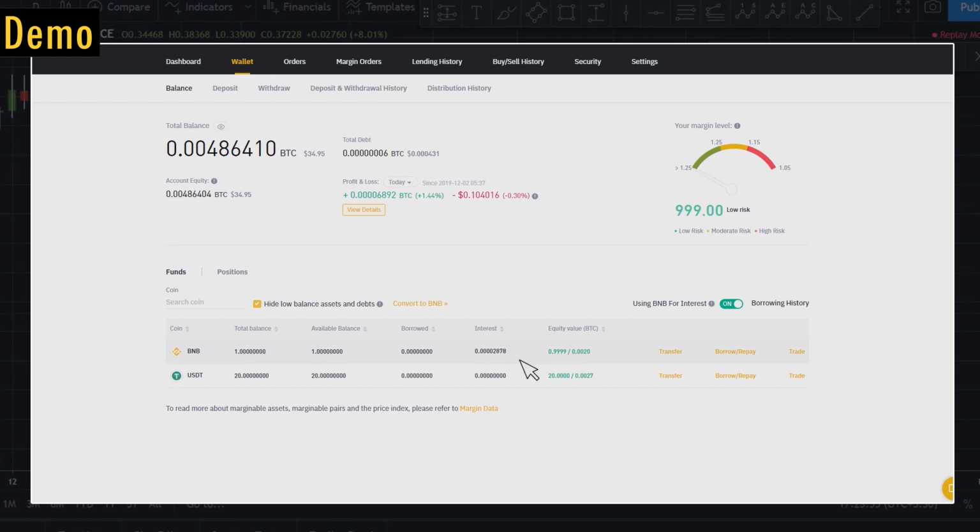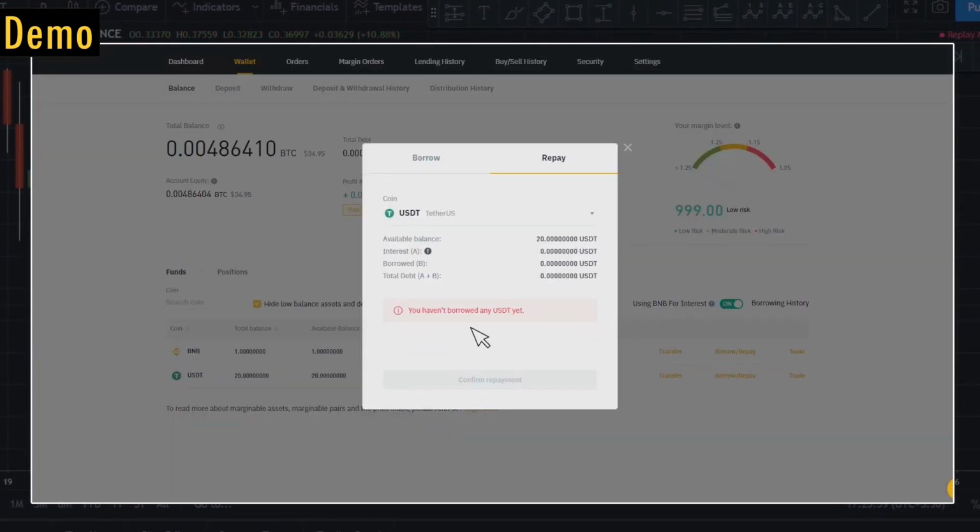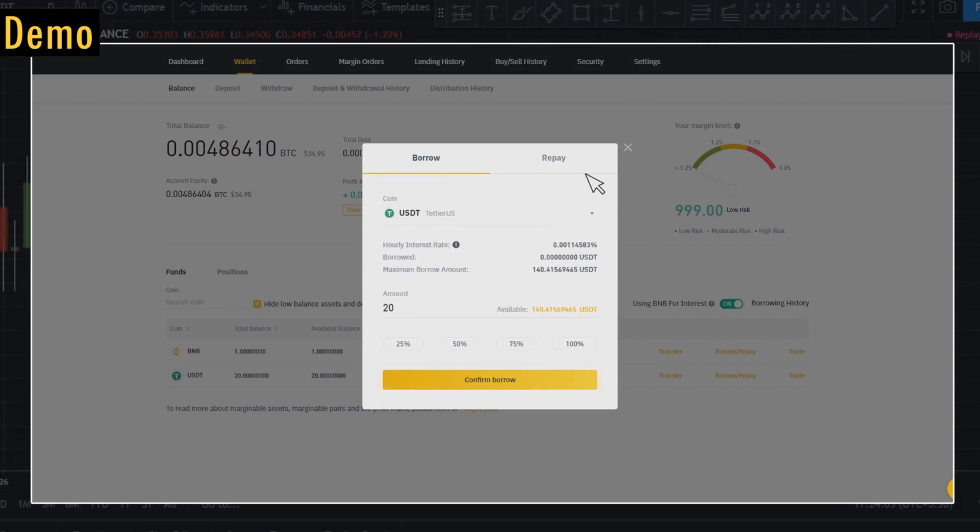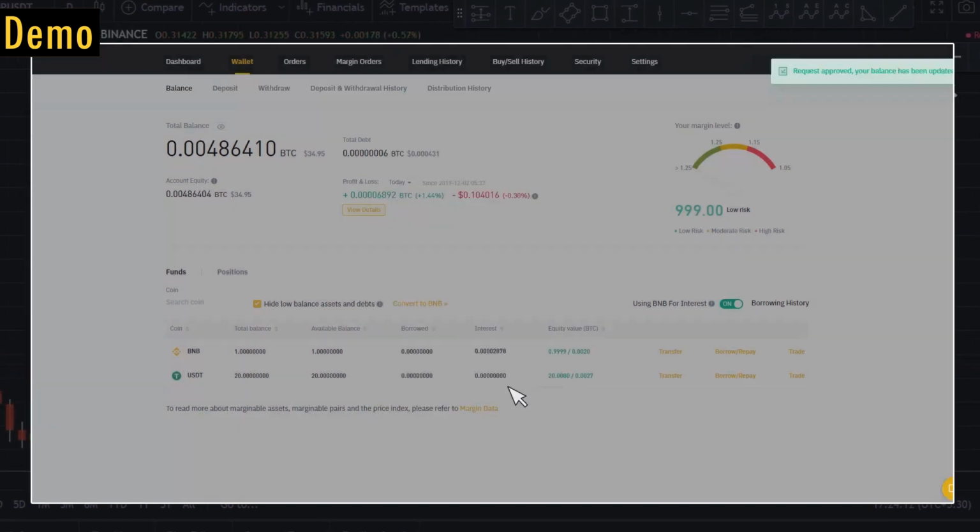So I want to leverage some USD now, so click on borrow, and you haven't borrowed any USDT yet. Go to the borrow tab. You see two tabs, borrow and repay. If we go to the borrow tab, you can see I can borrow up to $140, but I don't want to go all the way up. I just want to borrow $20 and click on confirm.